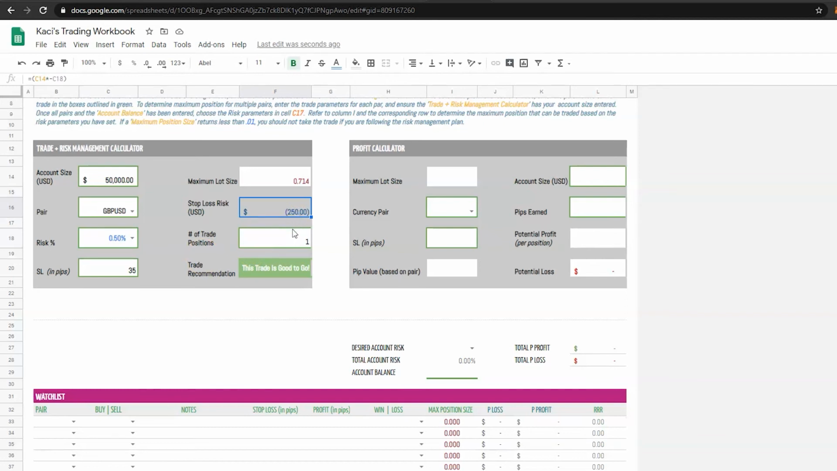With this setup, what changes this is the stop loss. So if I go 40 pip stop loss, then my position size gets lower. If I put in a lower stop loss, then my position size gets higher. So let's go back to 35 pips. So I can't take more than $7.14.